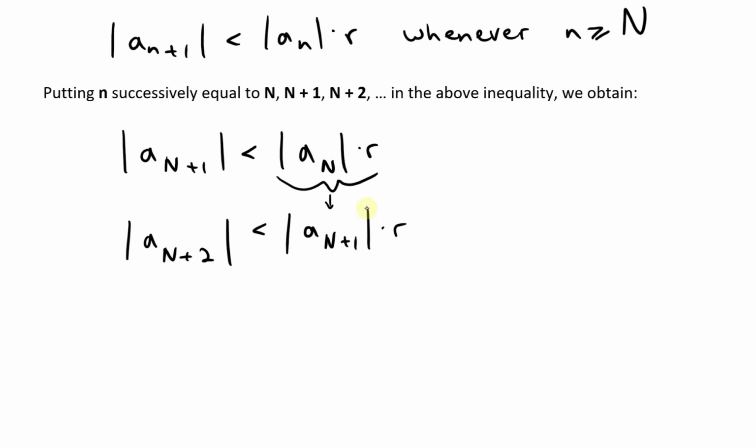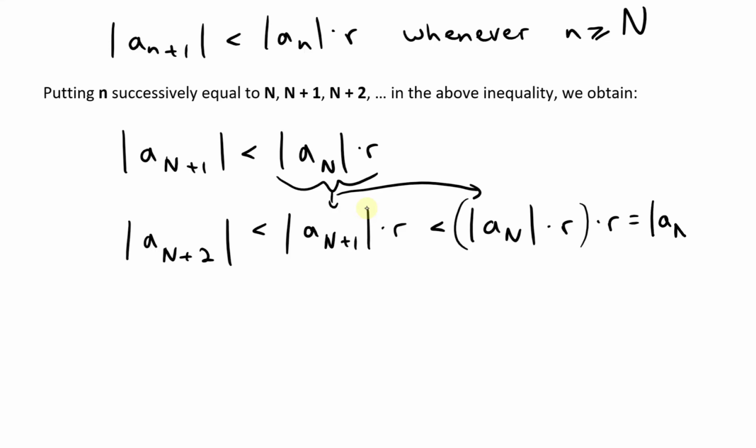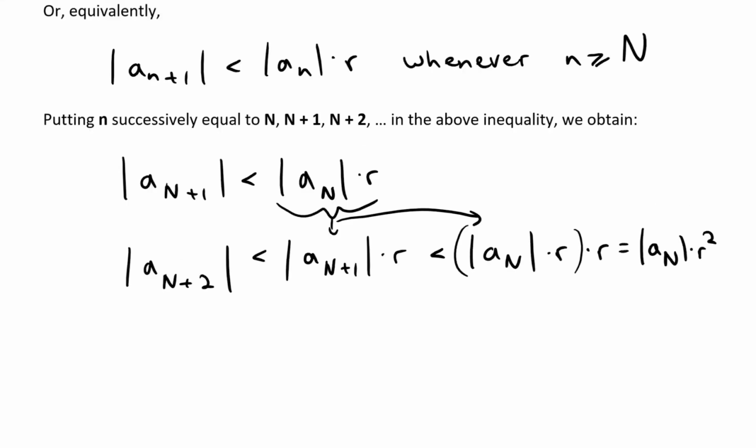So this right here is going to be less than absolute value of a N times R, and then there's an extra part in there. That's just this right here. So I'll write it out fully: this is this, and this is also this right here, times R. And this equals, I'll just write it out fully for the first time, a capital N times R squared.